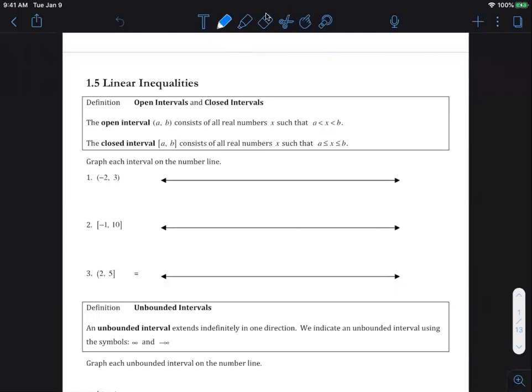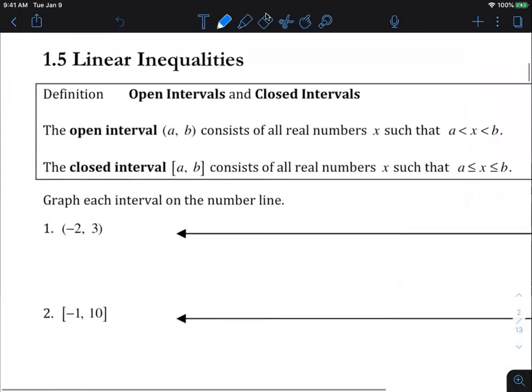Okay, we're going to go ahead and get started on section 1.5, linear inequalities. So we're going to talk about open and closed intervals. A lot of these ideas you have seen in Algebra 2. So the difference between a parenthesis and a bracket here is what we're focusing on.